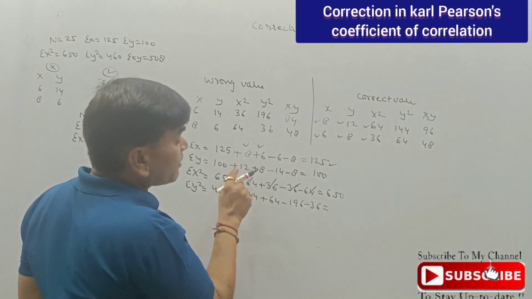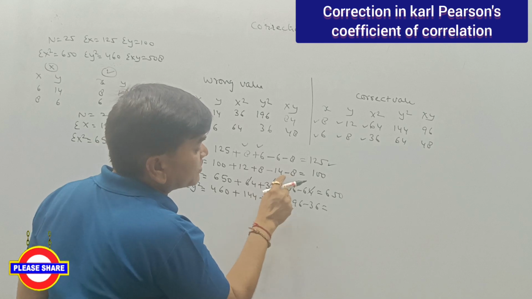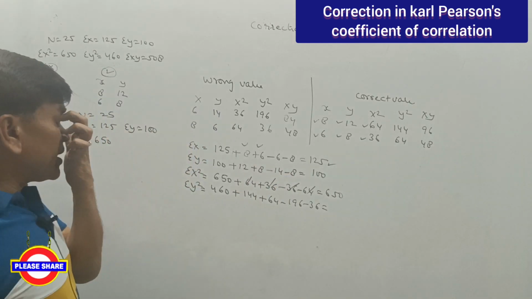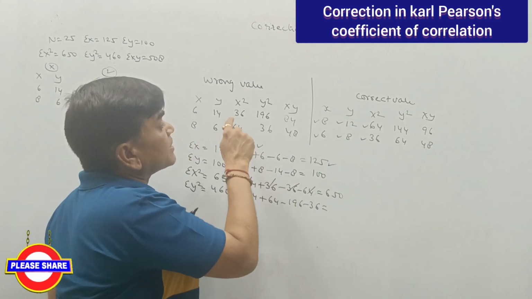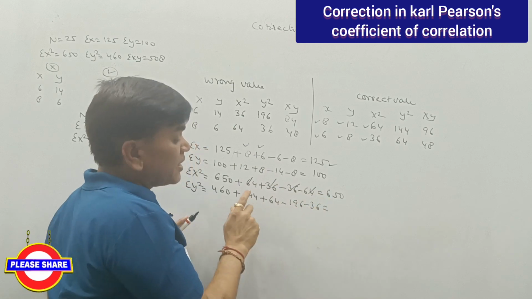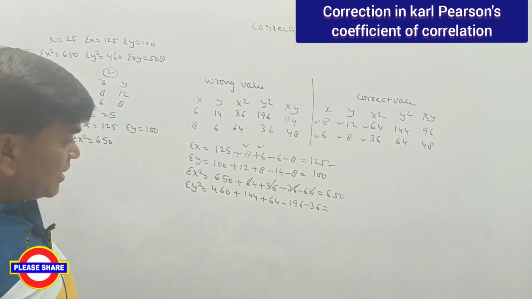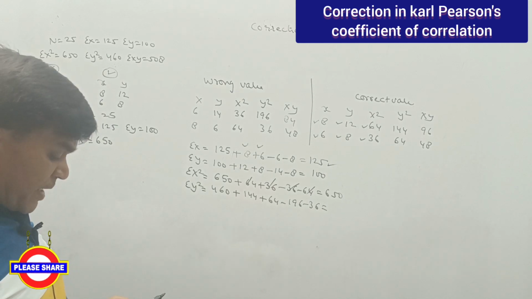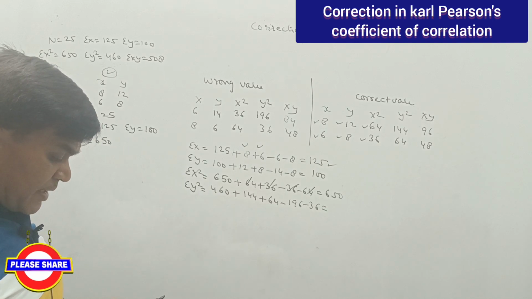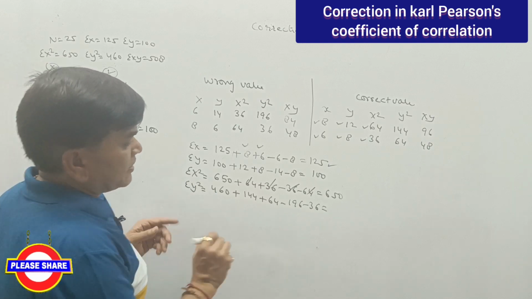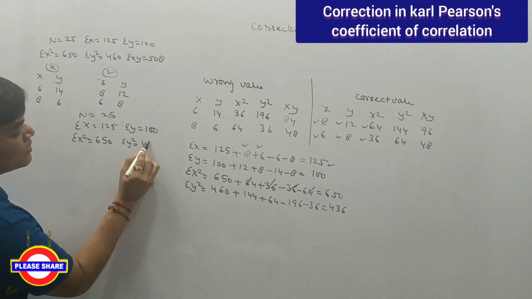In sigma y, 100, we added 12 plus 8, which is 20, and subtracted 14 plus 6, which is also 20, so the value is the same. In 650 we added 64 and 36 and subtracted 36 and 64, so it is correct. But here there is a difference. We calculate 460: 144 plus, 64 plus, 196 minus and 36 minus. So the correct value is 436. Sigma y square is equal to 436.